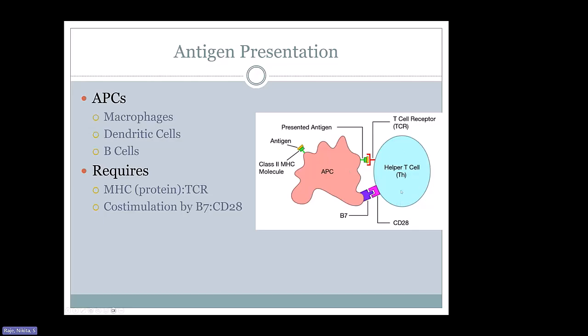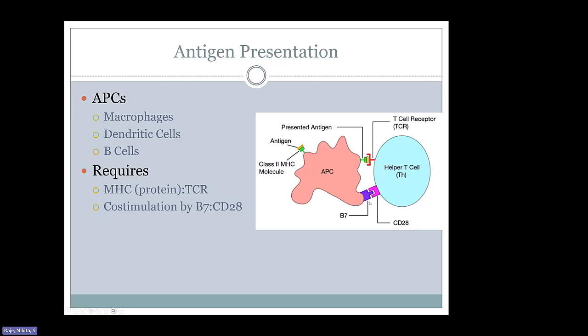So helper T cells come along, the TCR can now look at that billboard, class 2 MHC with the antigen, and that is their first signal for activation of T cells. So the APC did its job as the antigen presenter. Apart from that first signal, helper T cells need a safety net, so they need that second signal.